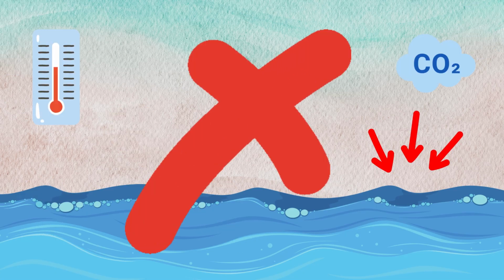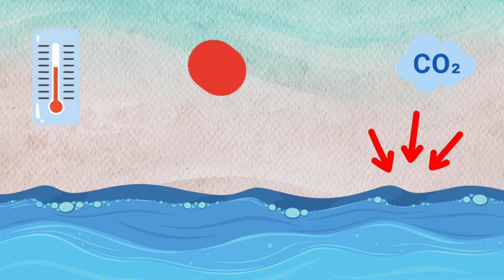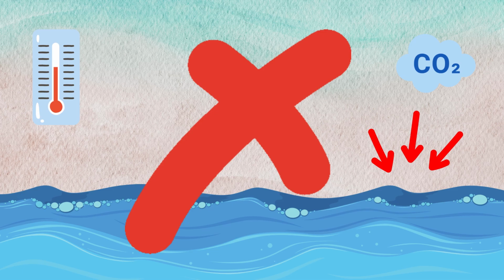Our experiment was a simplified model and had limitations. The amount of heat from table lamps may not have been sufficient to mimic real ocean warming, and we did not directly measure CO₂ gas, and we only assume based on the vinegar concentration.